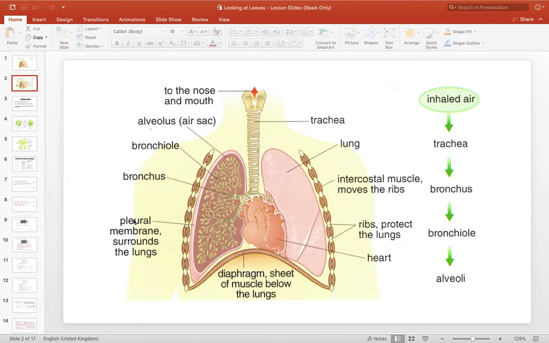Surrounding the lungs are what are known as the pleural membrane, which stops the lungs sticking to things and keeps it nice and slippery. This is a lung which contains the bronchioles and the alveoli. We've got the ribs, and between the ribs we've got the intercostal muscles. You should have also said that inhaled air goes down the trachea, down the bronchus, down the bronchiole, into the alveoli. When we exhale, when we breathe out, it goes from the alveoli to the bronchiole, to the bronchus, to the trachea, and out through the mouth and nose. If you found that very difficult, I strongly suggest you look over last week's lesson again on gas exchange and make sure you're confident with what we covered then.